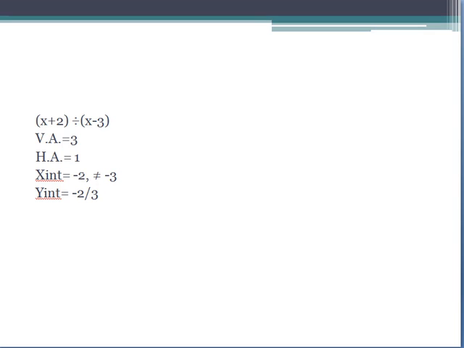For the x-intercepts, that's what is on the top, and the top would be minus 2. Originally there was the plus 3, which then becomes minus 3, but that's a hole, so that is impossible. The y-intercept is when all x's are 0 and we see how it turns out. So 2 over negative 3, which is negative 2 over 3.